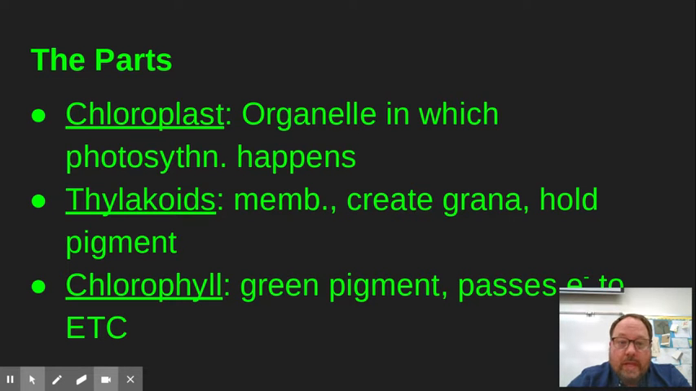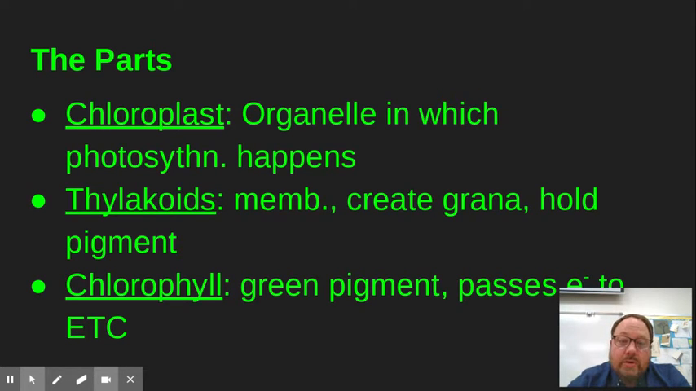So the chloroplast, that's the organelle in which photosynthesis is actually occurring. So that's the sort of greenish structure that we see in plants and certain types of organelles like euglena and other protists. Okay. The thylakoids are membranes found within the chloroplast.